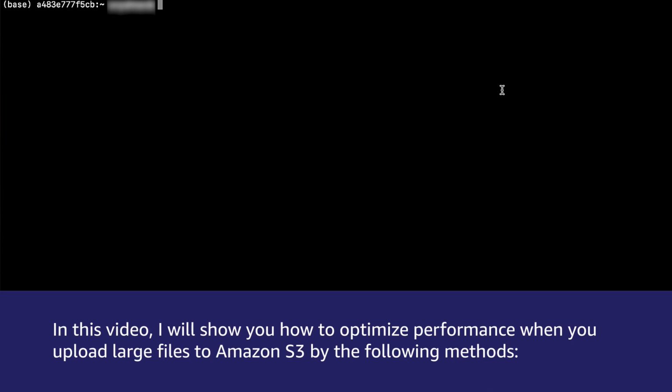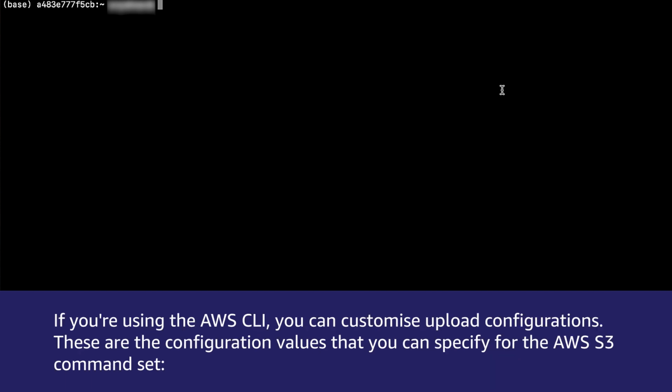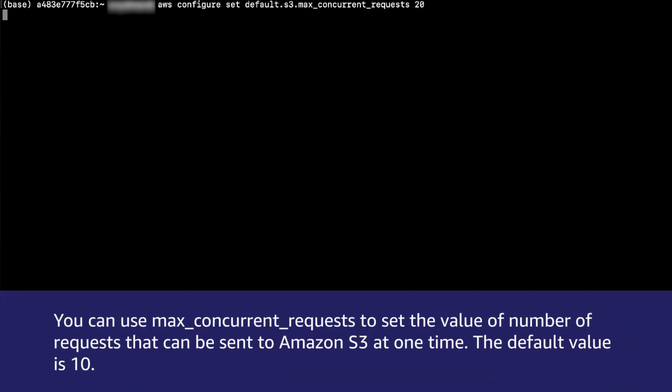In this video, I will show you how to optimize performance when you upload large files to Amazon S3 by the following methods. If you are using the AWS CLI, you can customize upload configurations. These are the configuration values that you can specify for the AWS S3 command set. You can use max concurrent request to set the value of number of requests that can be sent to Amazon S3 at one time. The default value is 10.